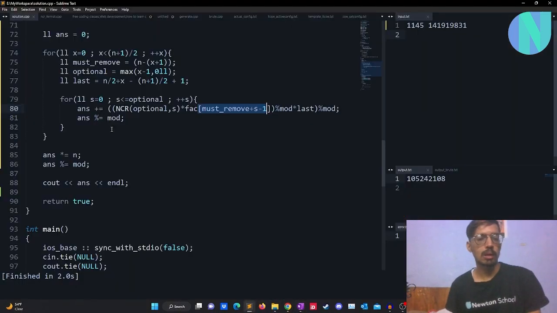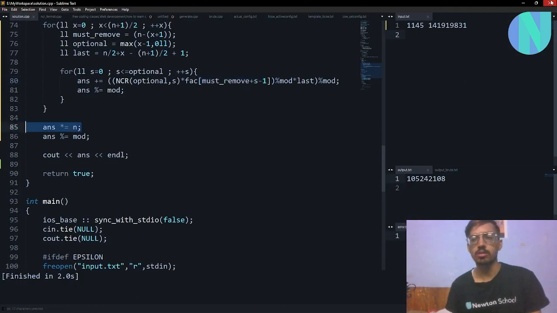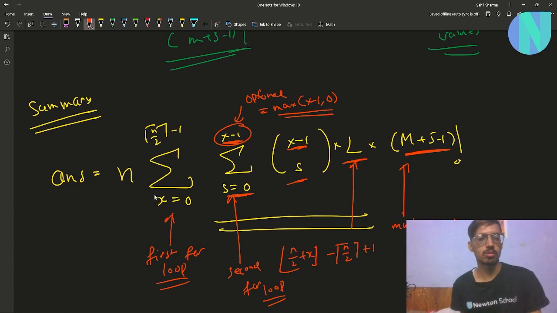And after all this, I multiply my answer with n, right? For all possible left pivots. So the final answer into n. So that is how we compute the answer for this.